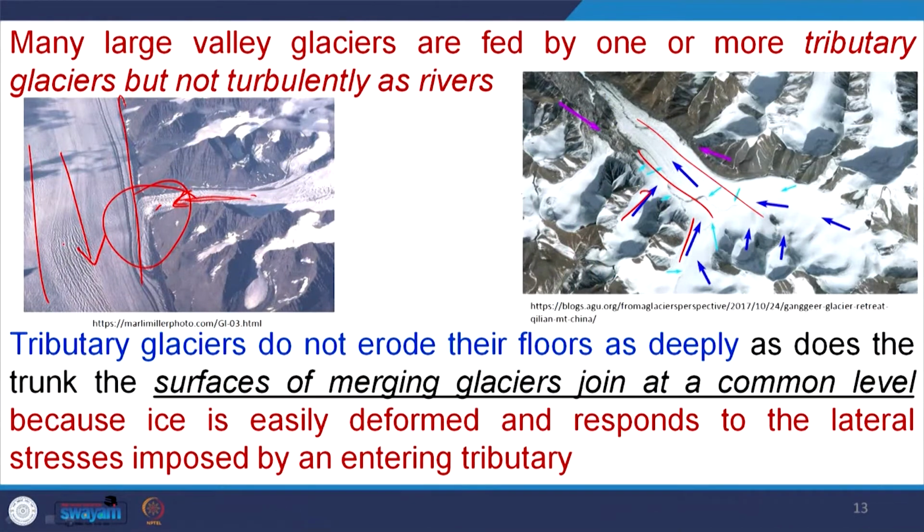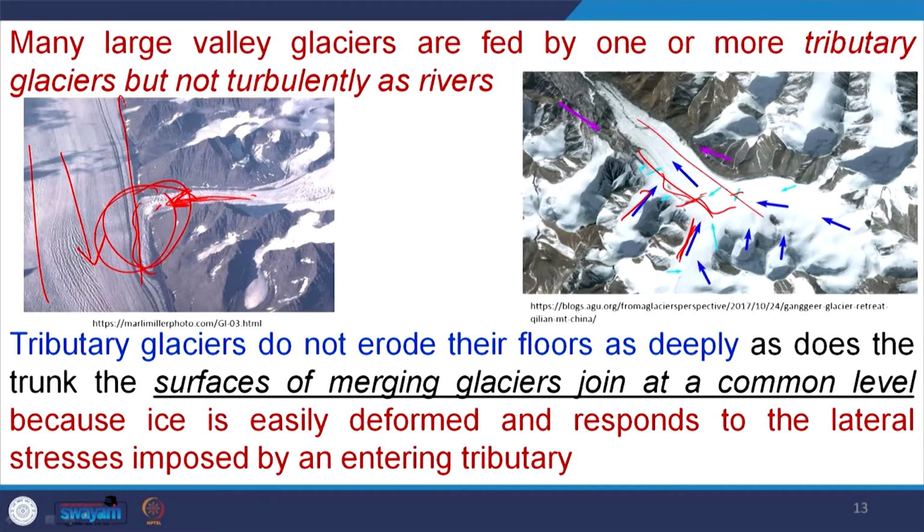Tributary glaciers do not erode their floor as deeply as the trunk glaciers do. The surfaces of merging glaciers join at a common level, because ice is easily deformed and responds to the lateral stress imposed by an entering tributary. For example, if you see this figure, these are the tributary glaciers contributing to the main valley glacier, and these are the deformation lines.